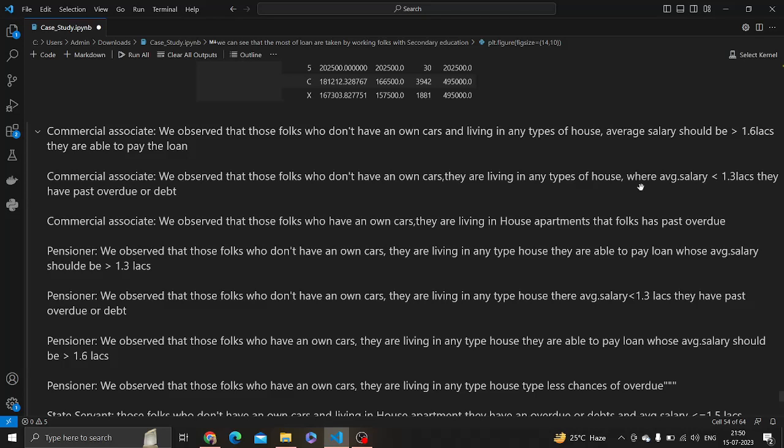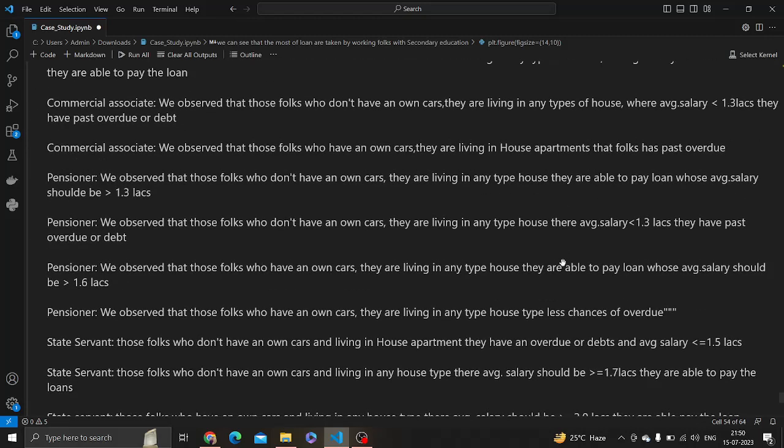Commercial associate, we observe that those folks who own cars and live in a house apartment also have past due. That person also has an overdue. We observe that those folks who do not own cars, living in any type of house, are able to pay the loan if their average salary is greater than 1.3.